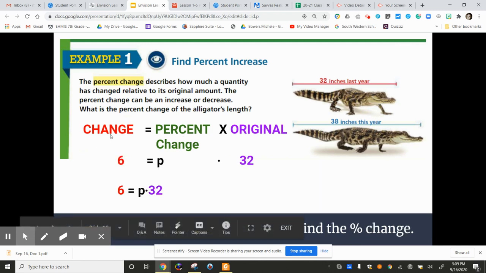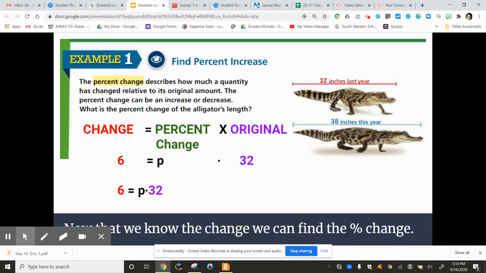As you look before, you have change equals percent change times original. Underneath each of those things, I filled in the number that represents it here. 6 is the change, the 6 inches that the alligator grew. P is the percent change because I don't know that yet, so I filled it in as a letter. 32 is the length the alligator was a year ago, so that's the original. Then I just put it all together. So 6 equals P times 32.